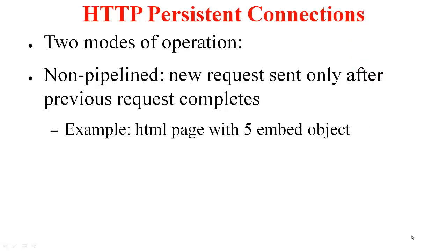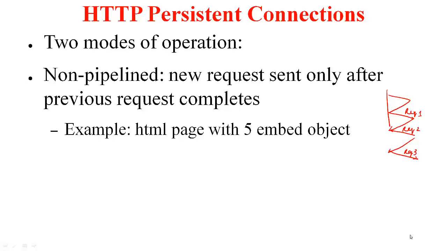So within this persistent connection there are also 2 modes of operation. One is non-pipelined, where the new request is only sent after the previous request completes. In other words, you open the TCP connection, you send the first request. Once this request finishes, within the same TCP connection you are going to send the second request. And once this finishes, you are then going to send the third request.